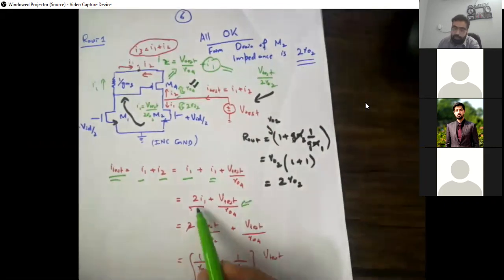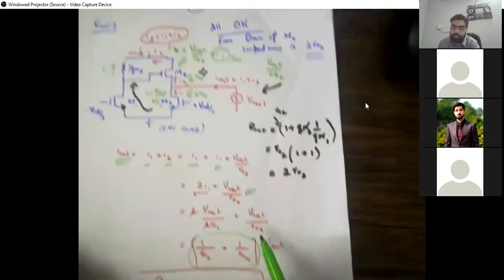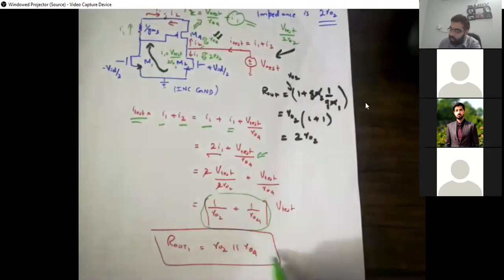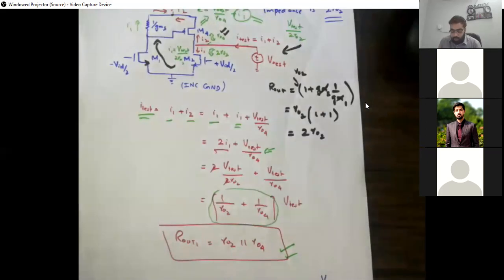And then if we just replace I1 by V test by 2R02, so 2 will be cancelled with this 2. And then ultimately it will be 1 over R02 plus 1 over R04 times V test. Or we can say R out 1 is R02 in parallel with R04, which was initially, if we just see with a not proper eye, we might conclude that it's R02 in parallel with R04, but it's not that much straightforward. It needs a little bit careful visualization.